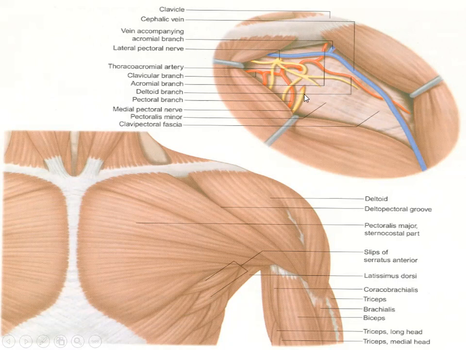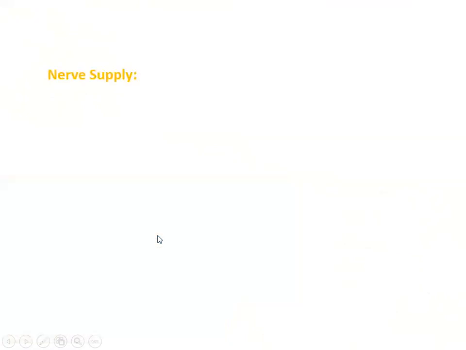Here it is mentioned. This is the medial pectoral nerve. This is the lateral pectoral nerve. So these are the two nerves which will supply the pectoralis major muscle. It is supplied by two important nerves, the lateral and the medial pectoral nerve.